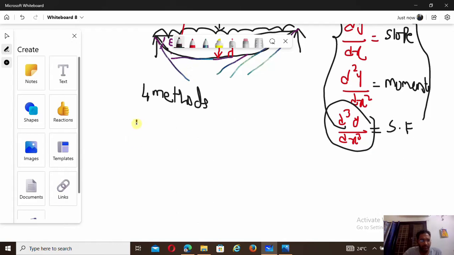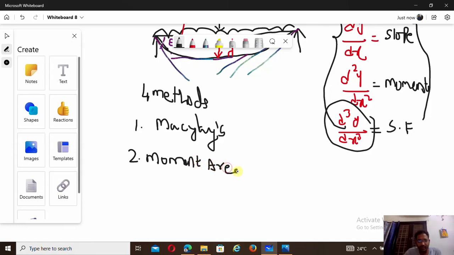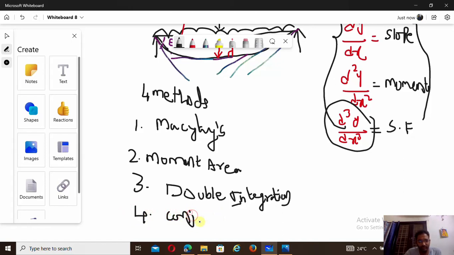First one is Macaulay's method. Second one is the moment area method. Third one is the double integration method. And the fourth one is the conjugate beam method. So these are the four methods to calculate slopes and deflection.